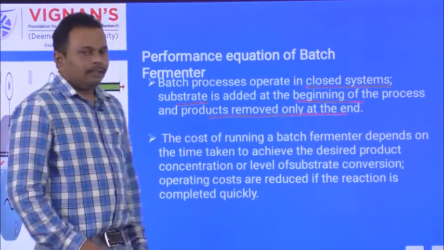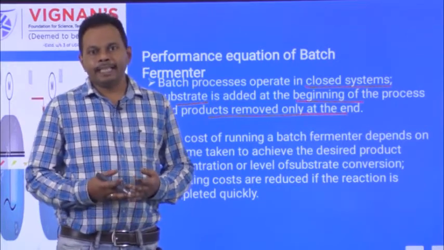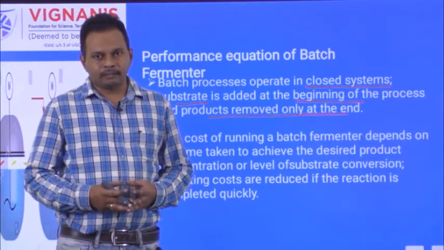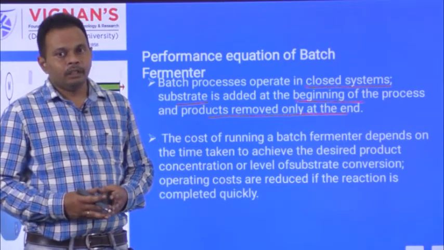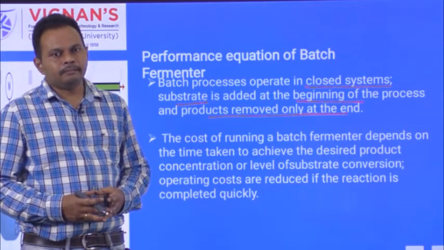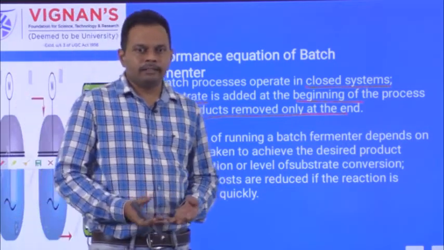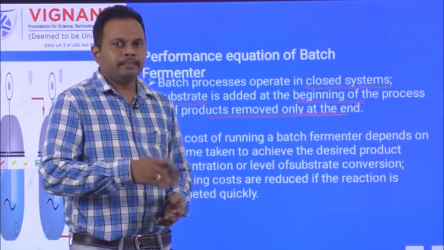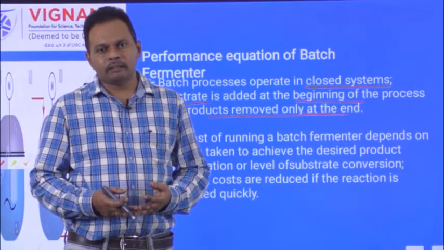Second one, the cost of running a batch fermenter depends on the time taken to obtain the desired product concentration or to reduce the desired level of substrate conversion. So if you are able to reduce this time, automatically the operating cost reduces, the product cost also reduces. If the time increases, the operating cost increases, and automatically the product cost also increases.